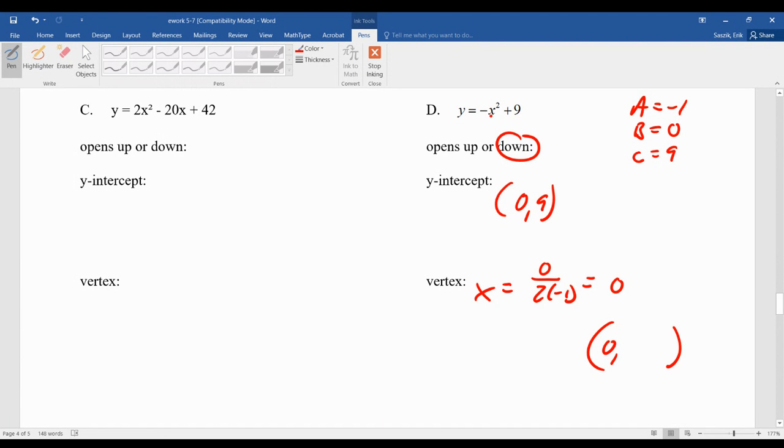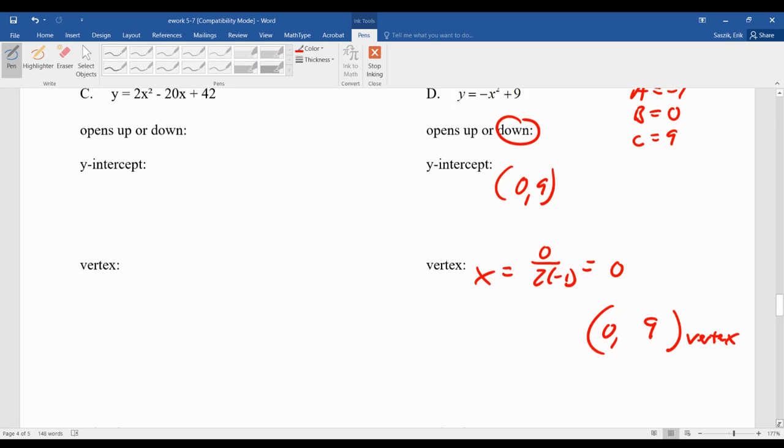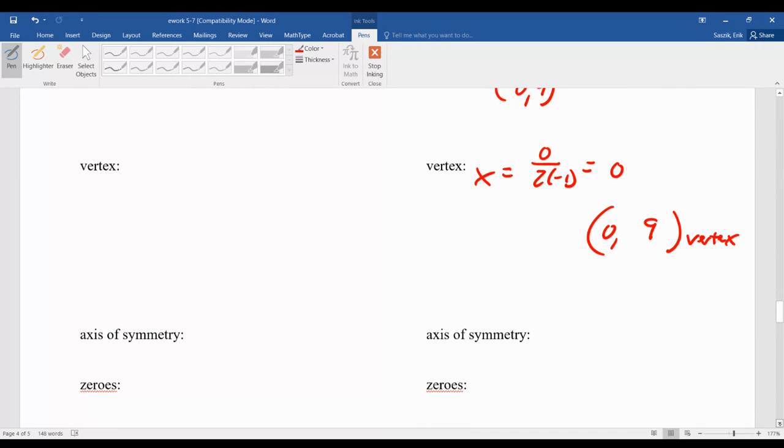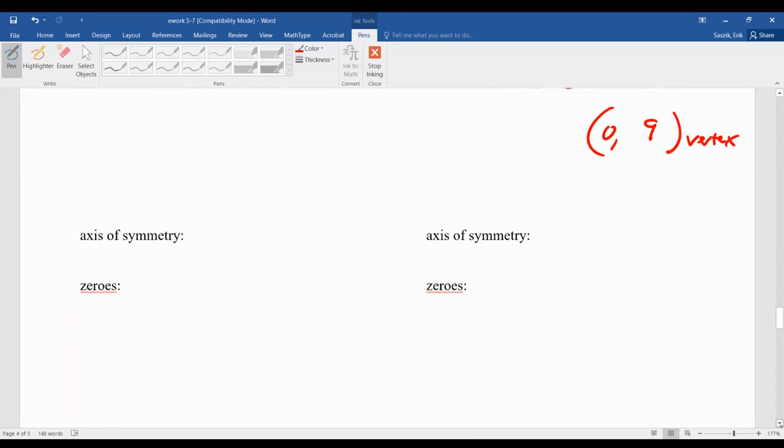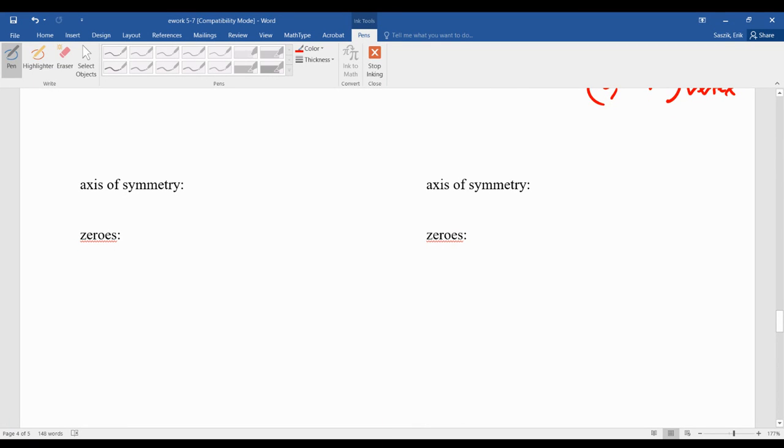Obviously, if you plug 0 in here, this all becomes 0 plus 9. So it turns out that this is our vertex. And our vertex turns out to be the same as the y-intercept. That happens sometimes, so that we have the same coordinate for two different critical points. The axis of symmetry, of course, is going to be x equals 0.